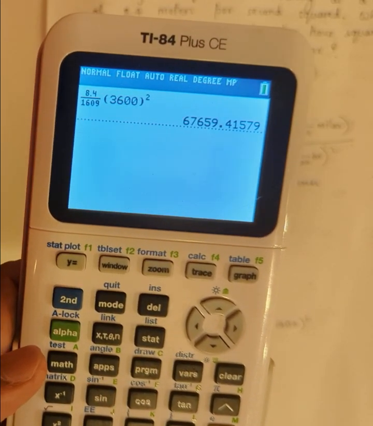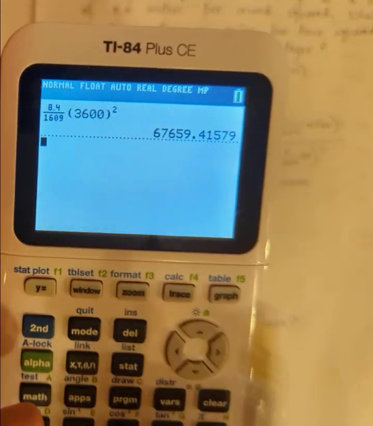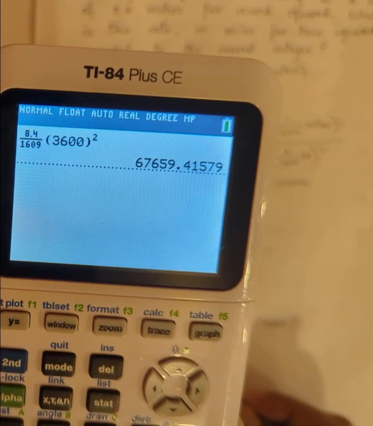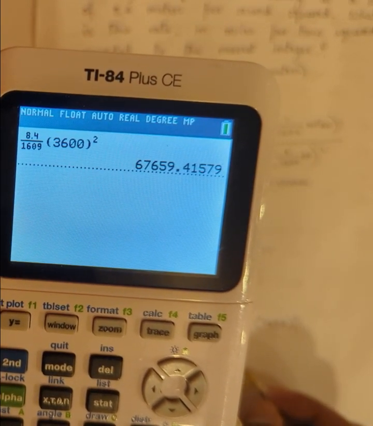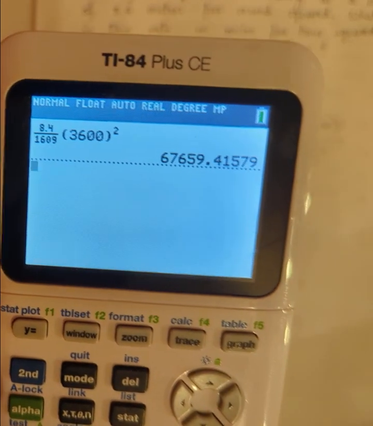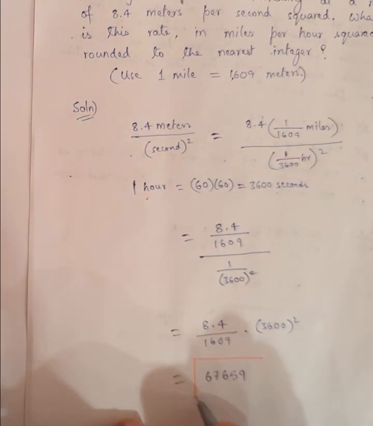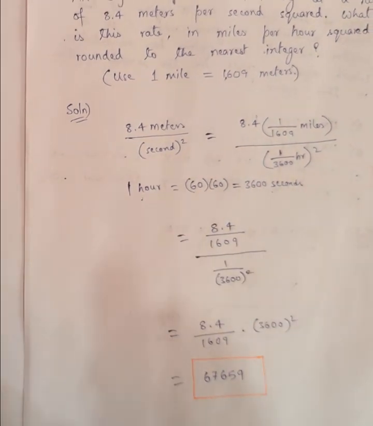And all we have to do is round to the nearest integer. That's what it says, which means I will take 67659. And since the decimal starts with 0.4, I'm going to drop that. So this is our answer. These many miles per hour square.